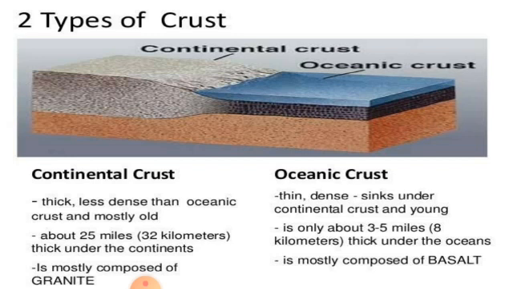Continental crust is about 25 miles, that is 32 kilometers, thick under the continents. Oceanic crust is only about 3 to 5 miles, that is 8 kilometers, thick under the oceans. Continental crust mostly consists of granite, but the oceanic crust is mostly composed of basalt.